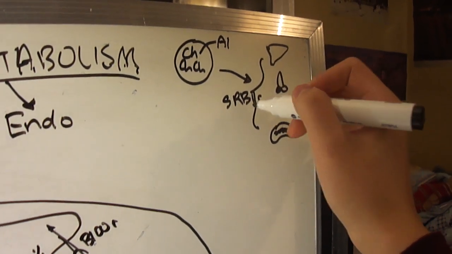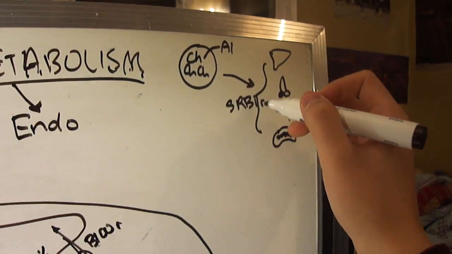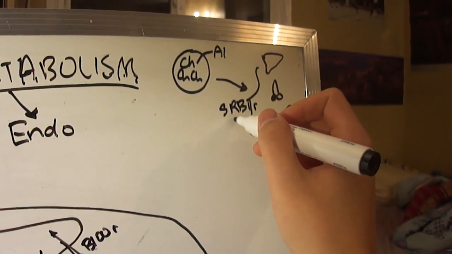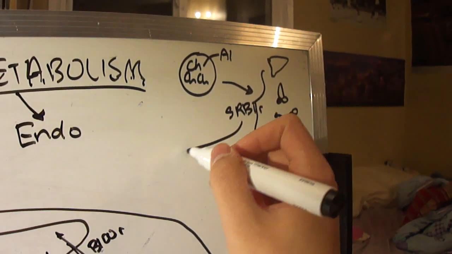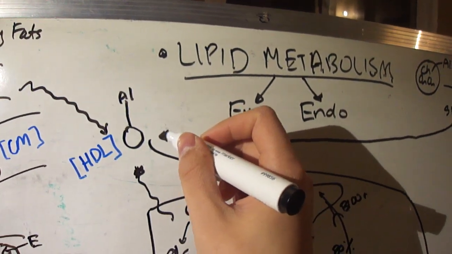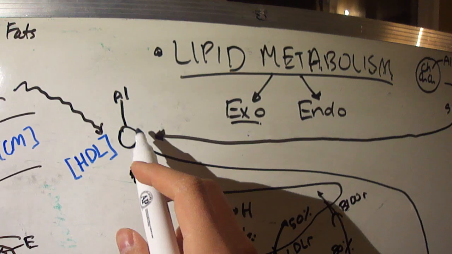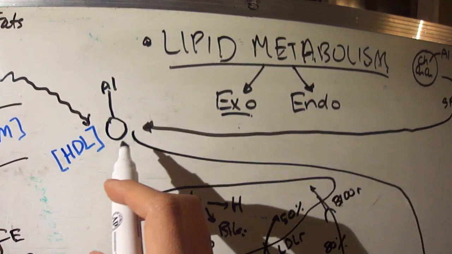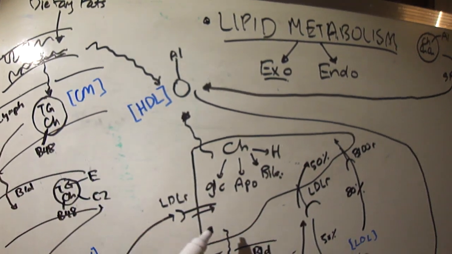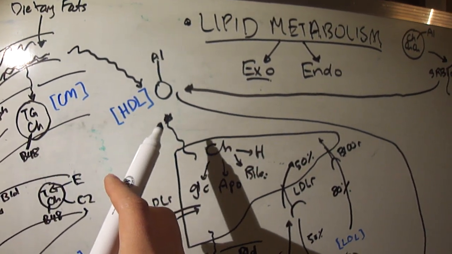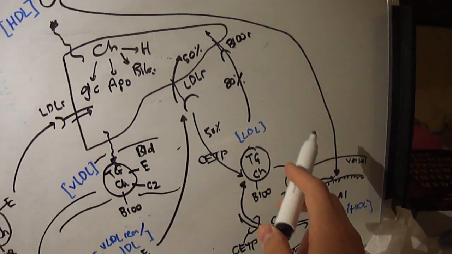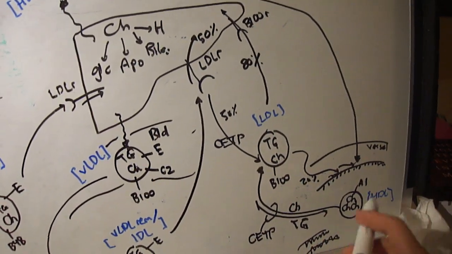Now, once it has finished dumping the cholesterol in there, it is then going to be emptied of cholesterol. And it's going to be cholesterol poor HDL, which is the same thing that was originally secreted by the intestine and by the liver. And then this cholesterol poor HDL can then go to the vessels to pick up more cholesterol.